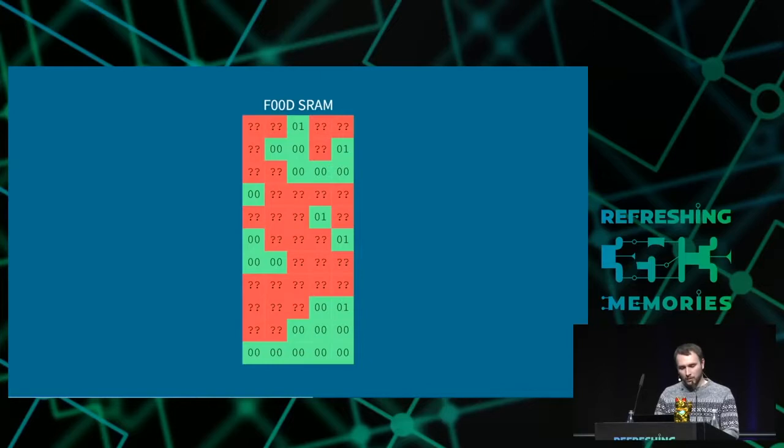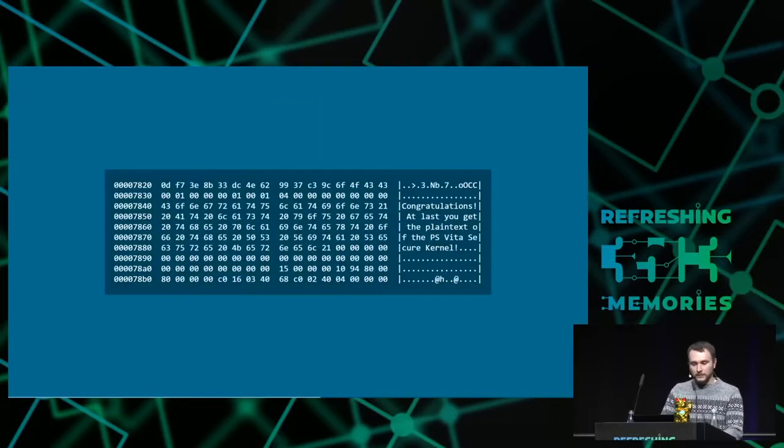So what we want to do now is apply it to all the 02s, then all the 03s, and all the 04s, and all the 05s, all the way up to the FFs. And once you've done that, you build a model of the FID SRAM, and you get the plain text of the kernel. This is what we're calling the octopus exploit. Don't ask why.